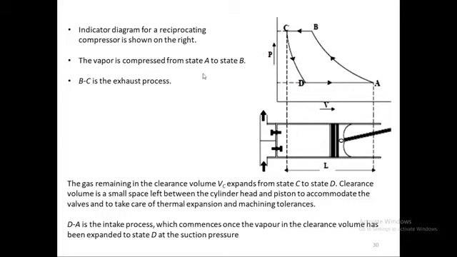The vapor is compressed from state A to state B. From A to B, the vapor is compressed as the piston is moving in this direction. B is basically the top dead center, and A is the bottom dead center. So from A to B, it will be compressed. B to C is the exhaust process. So from B to C, the gas which is compressed will be exhausted. Exhaust will be let out from here.